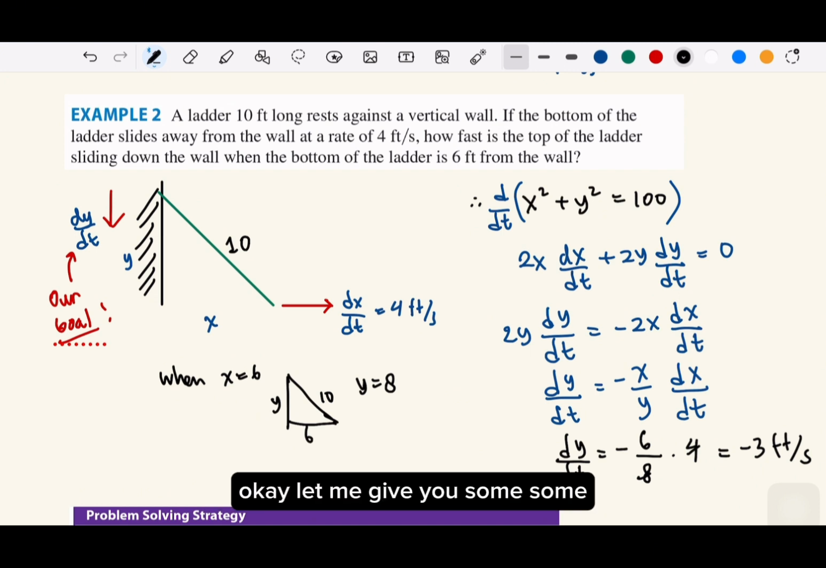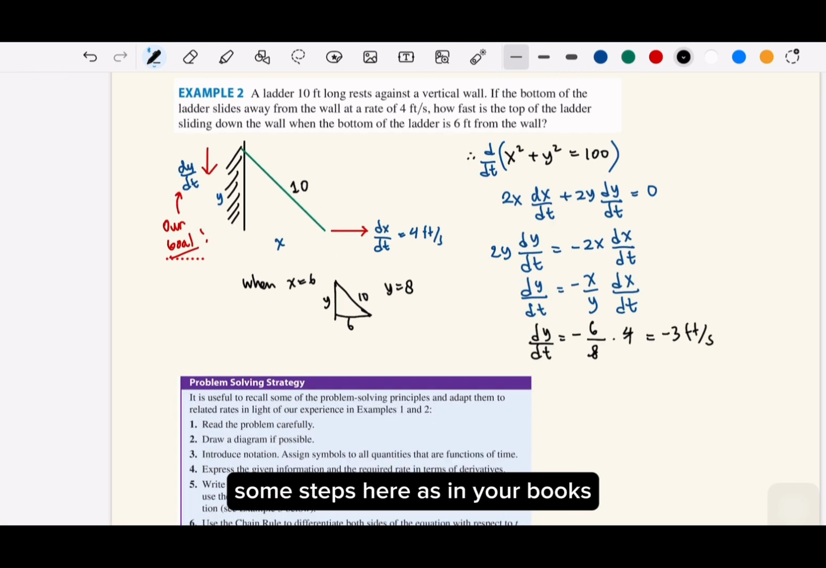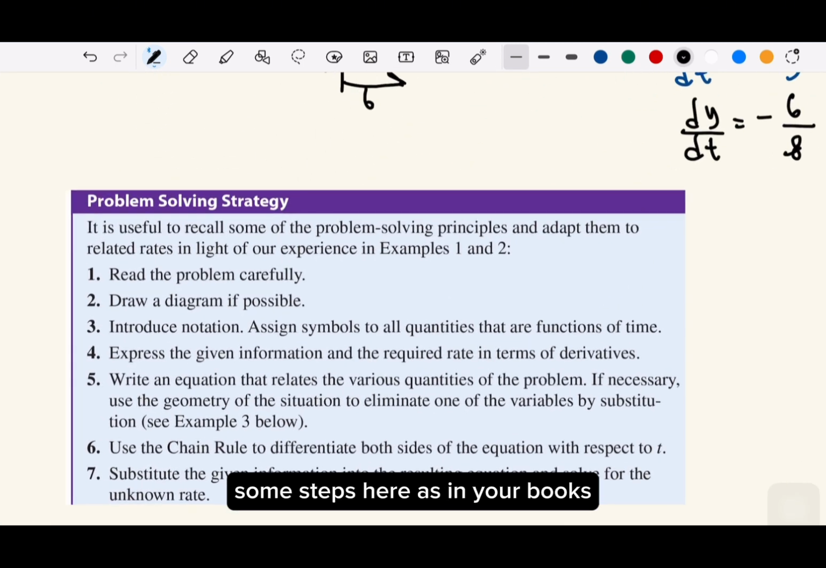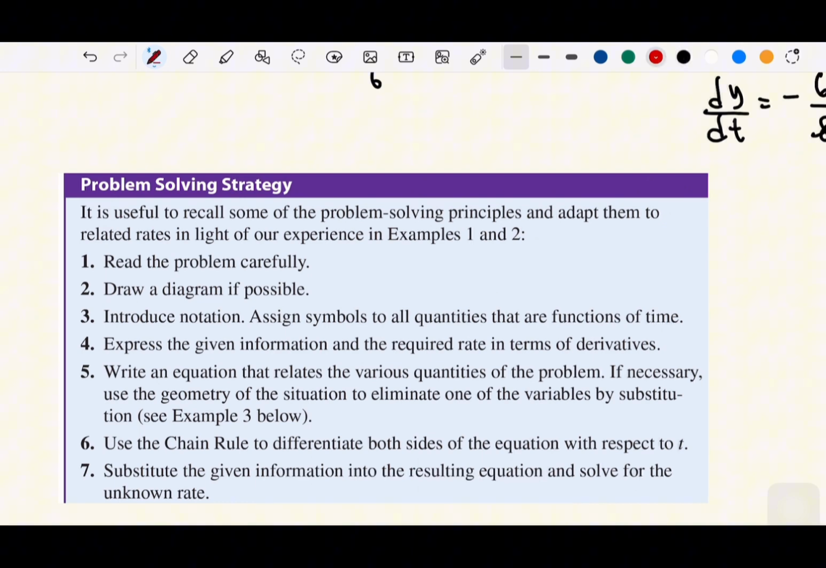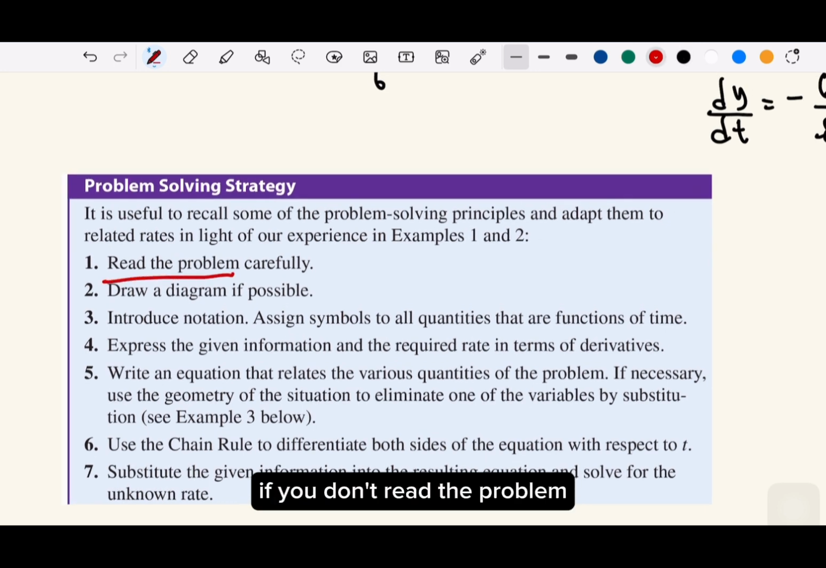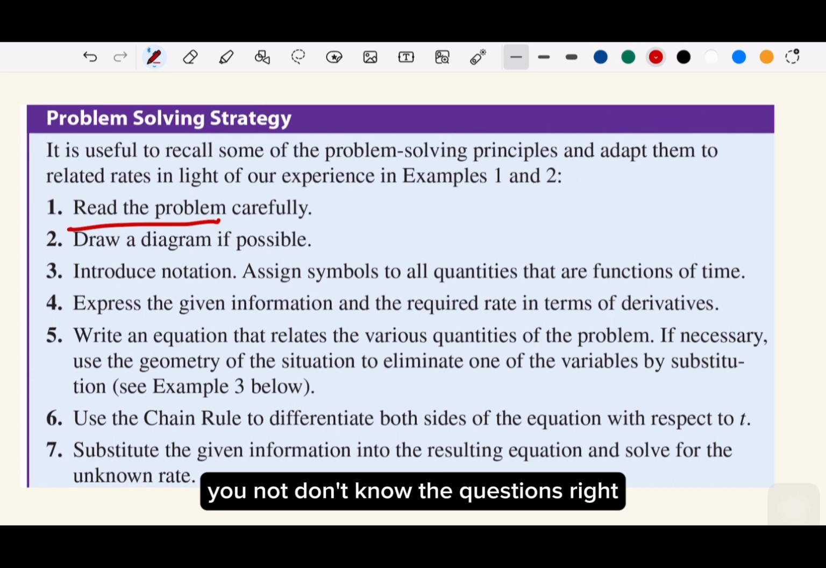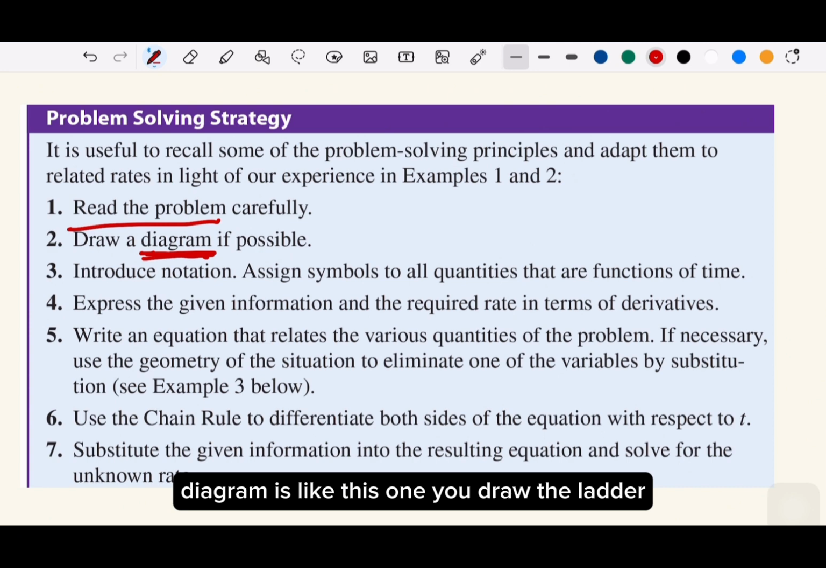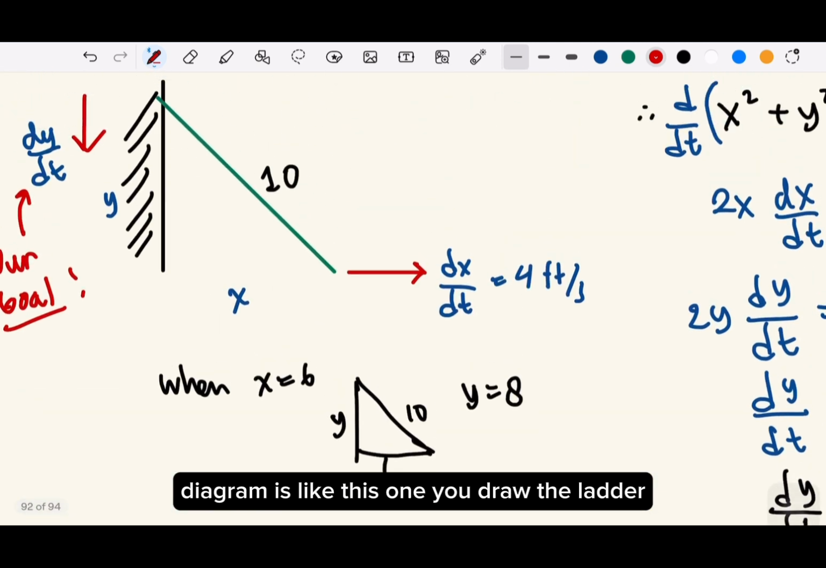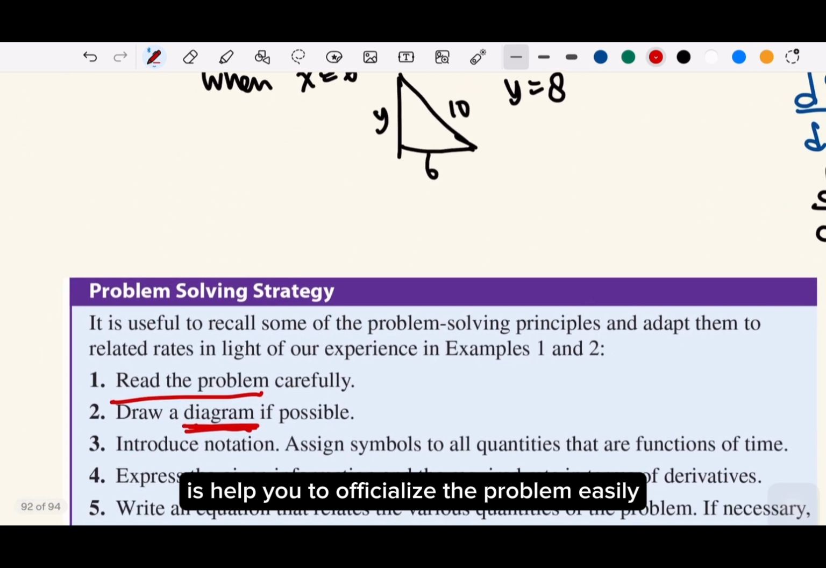Okay, let me give you some steps here, as in your books. But I think it's too many words, so let me just explain. So read the problem, of course. If you don't read the problem, you don't know the questions, right? And then the second one, diagrams. Diagram is like this one. You draw the ladder. It helps you to visualize the problem easily.